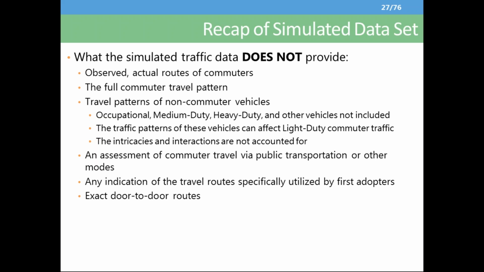And this does not really have any indication of the travel routes specifically utilized by first adopters. It's just an estimate of the probability that the travel route is from a first adopter. And due to the limitations of spatial resolution at the census tract level, it's not really an exact door-to-door evaluation.